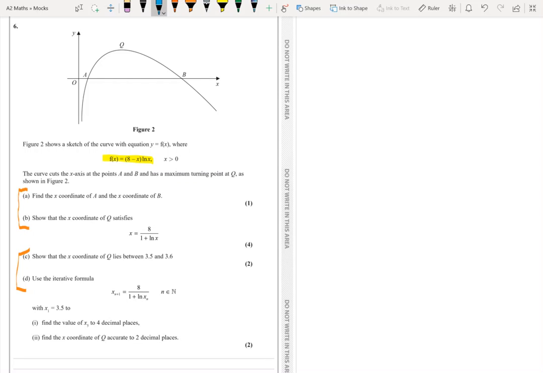Okay, so let's go one step at a time. First part, find the coordinates of A and of B. Well, those are intercepts with the x-axis. So for part A, we're going to set y equal to 0, or the function equal to 0. So we've got (8 minus x) multiplied by ln x equals 0. And if a product equals 0, either the first part is 0 or the second part is 0. The first one tells us that x equals 8, and the second one, ln x equals 0, means that x is 1. So A must be the point (1, 0), and B must be the point (8, 0).